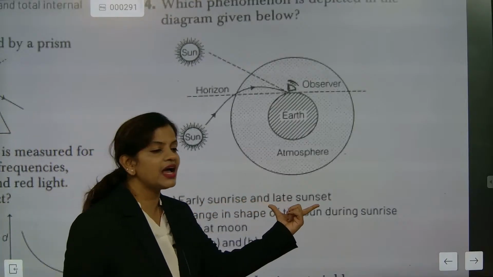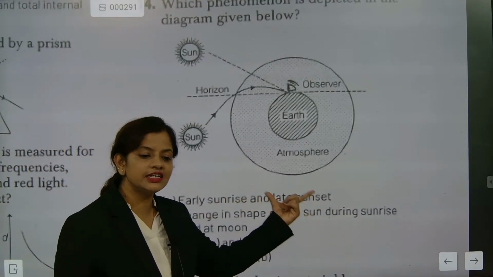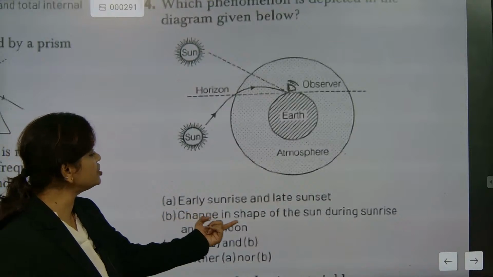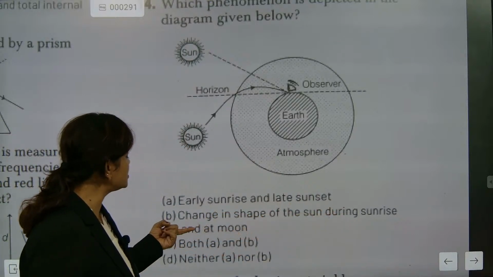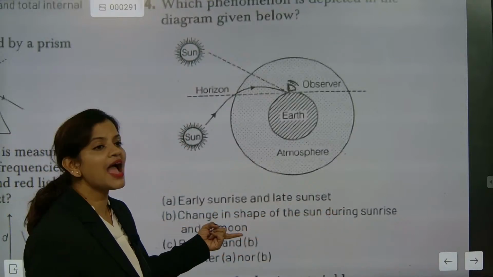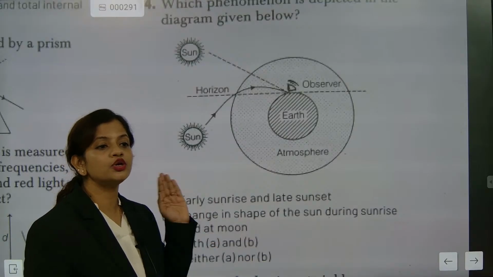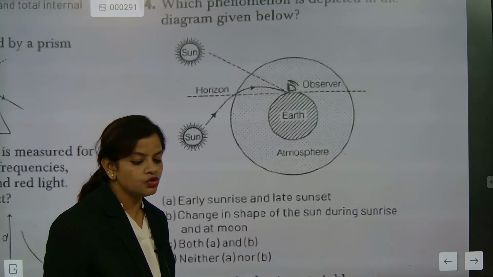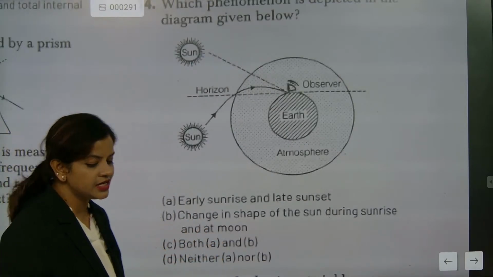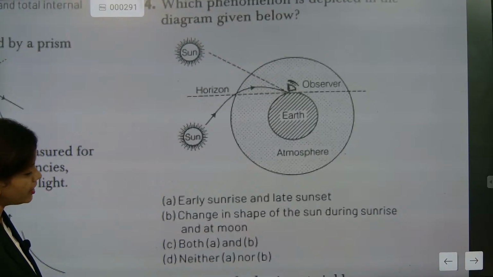Early sunrise and delayed sunset is the correct answer. Change in shape of sun during sunrise and at noon is not true. Understood? So only A is the correct answer. Don't fall for flattery, please.